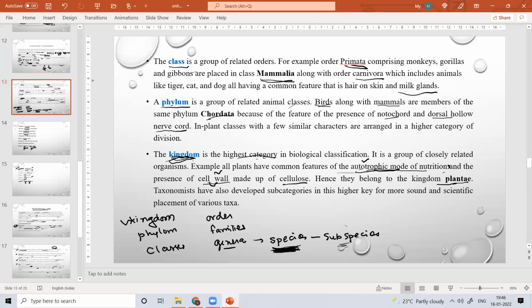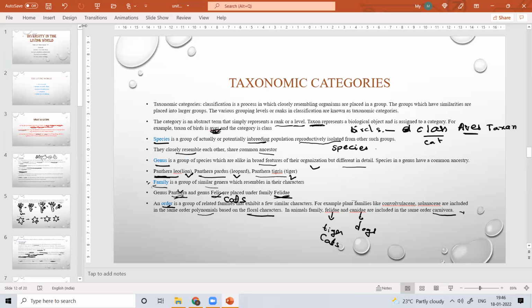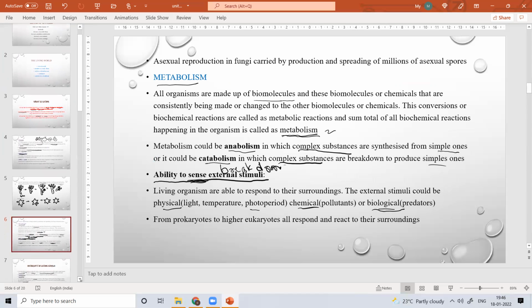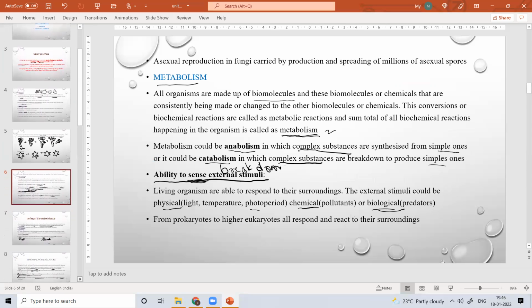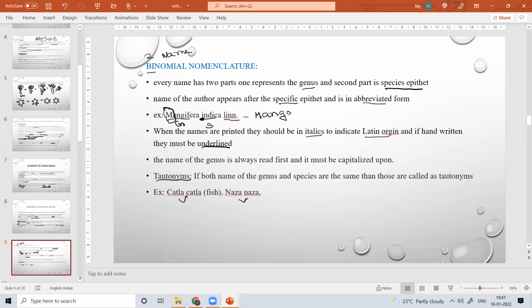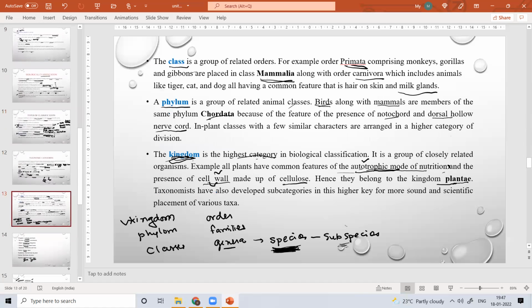Taxonomists have also developed subcategories to understand the organisms in more detail. They also made subcategories. So basically, these are taxonomic characters.